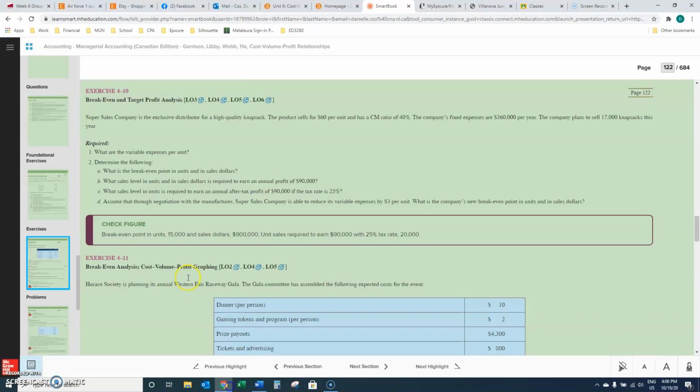Part C. What sales level in units, sorry, I'm just checking, I think. Oh, I'm going to make sure that was still going.